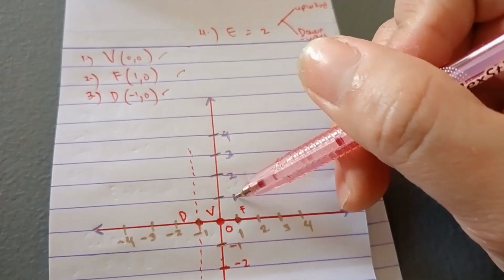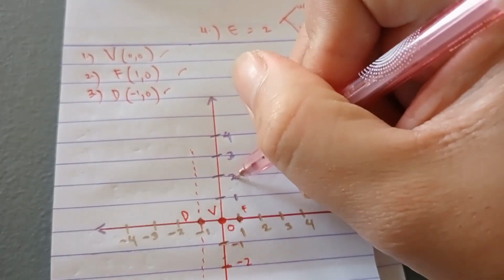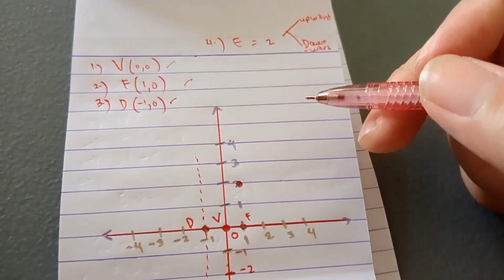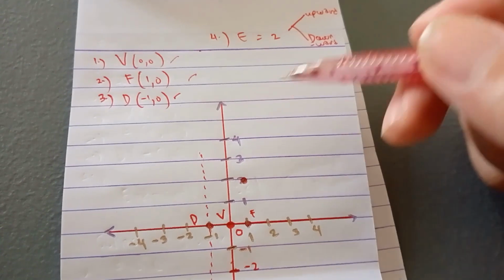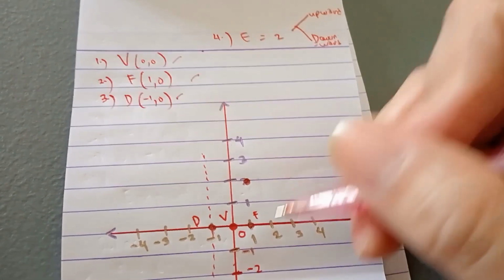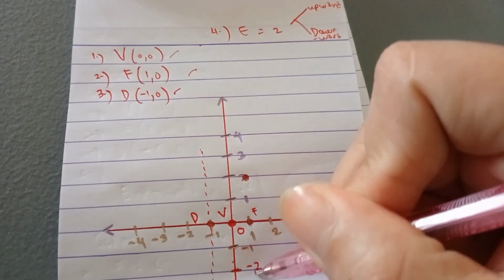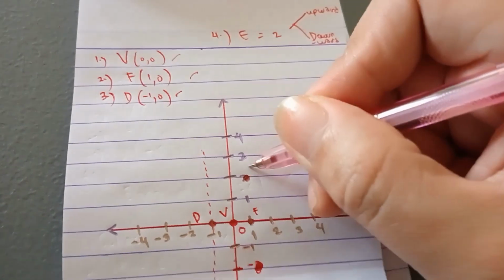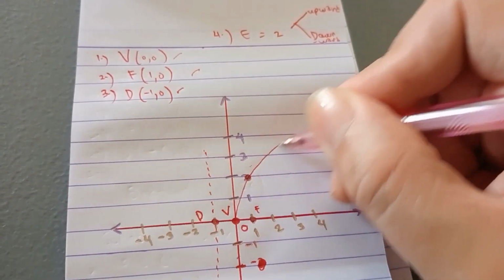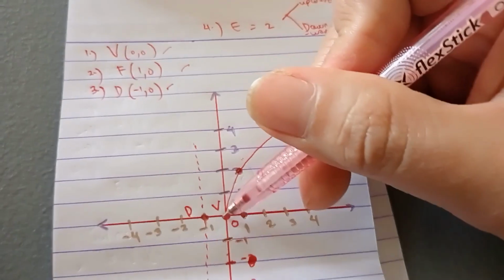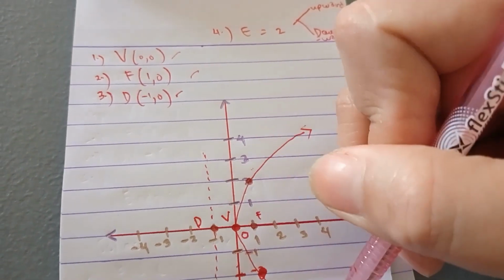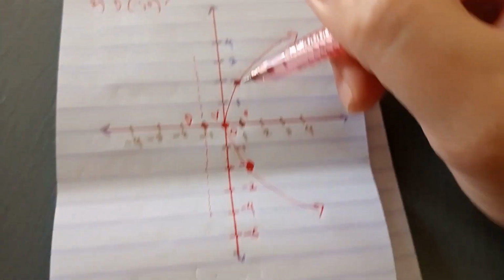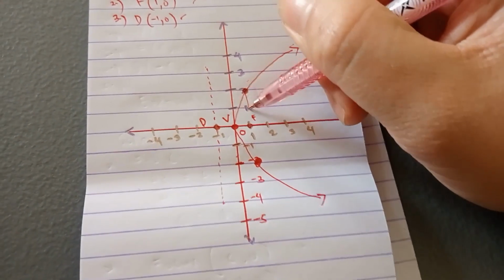So since we have 2, we need to move 2 steps upward from the focus. Then afterwards, 2 steps downward from the focus again. Okay, 1, 2. So that's the exact location of the endpoints. Then connect it from the vertex to any point, just like that. Sa endpoints nyo ay point. Okay? Connect lang. Then we have now our final answer.